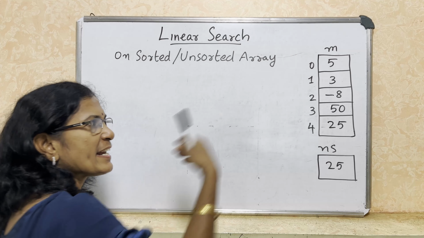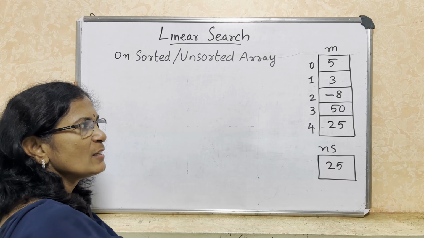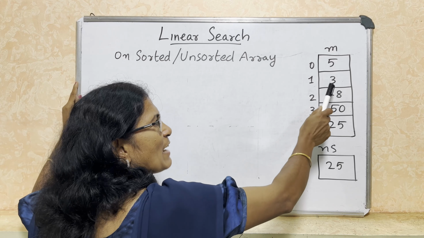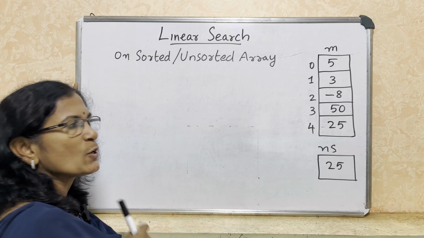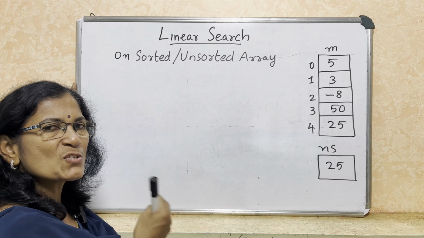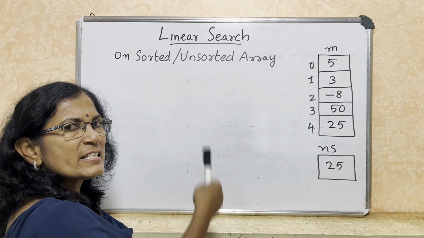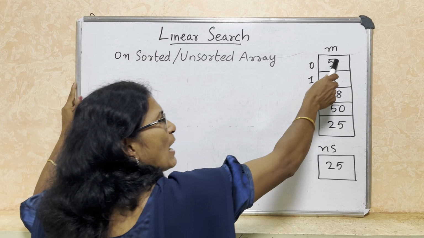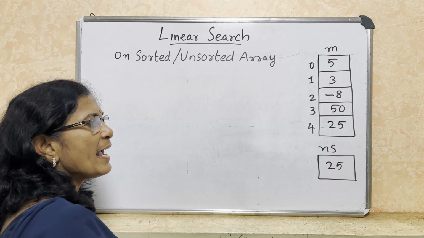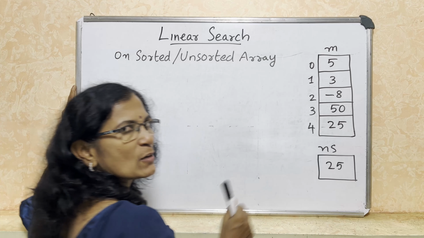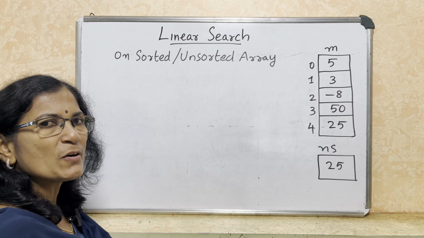Then you will take the next value from the array, M of 1. M of 1 is 3. You will check whether the value at the second storage location of the array is the search value or not. If you don't find the search value there, the searching operation will be carried out in sequential order. Each value of the array will be accessed in sequential order and compared with the search value entered by the user. This is how linear search operation will be performed.